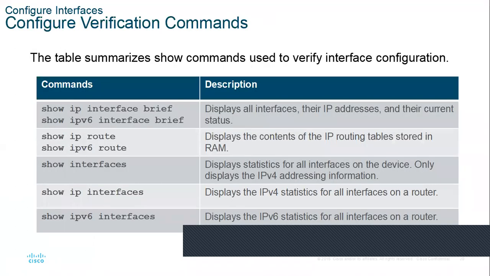So you see a description of all of the stuff I've been explaining all the while. So you have show ip interface brief, which displays all the interfaces, their IP address, and their current status, right? Show ip route, same thing. Show interface here. Show ip interface here. Show ipv6 interface. You have the explanation there.